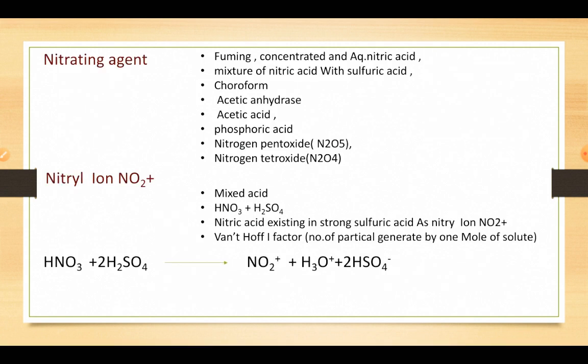Nitrating agents. Various types of nitrating agents are used in nitration reactions: fuming nitric acid, where fuming means a fine suspension of particles that can be seen like a gas, concentrated and aqueous nitric acid, mixtures of nitric acid with sulfuric acid, chloroform, acetic anhydride, acetic acid, phosphoric acid, nitrogen pentoxide, nitrogen tetroxide, and nitronium ions, which means NO2 plus.